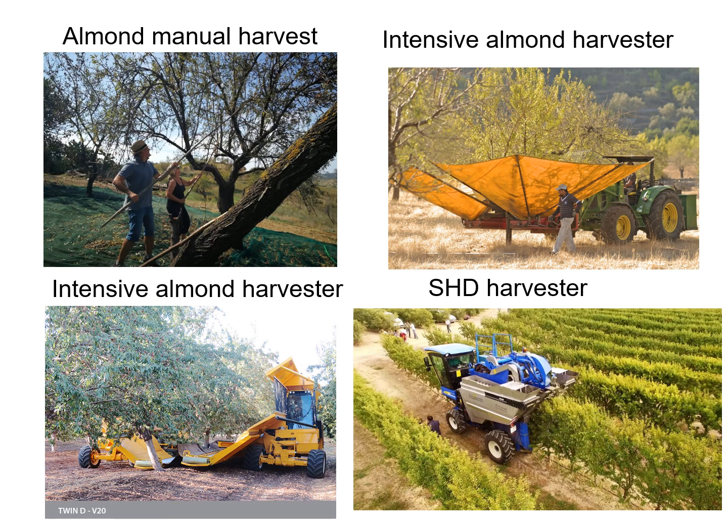In the lower left, we see an intensive almond harvester. This is a type of twin machine that goes on both sides of the trees, so they shake the trees and they collect the dropped fruits. In the lower right, we see a super high density harvester in almonds that goes over the trees and then takes all the fruits away.